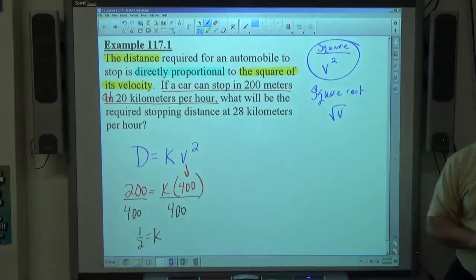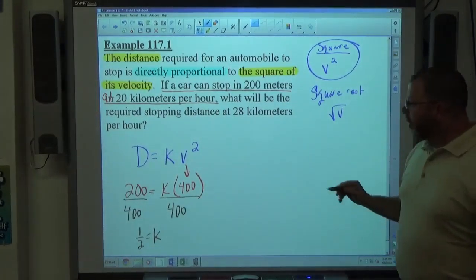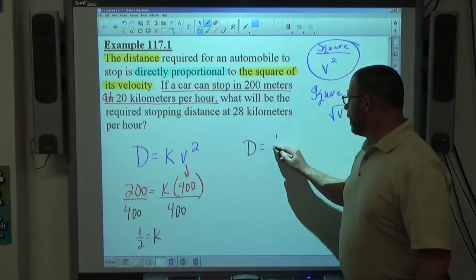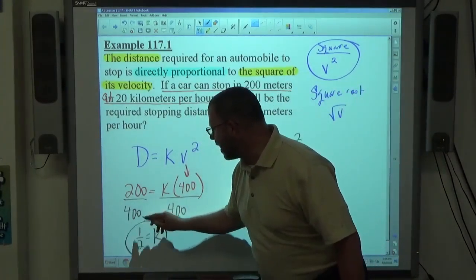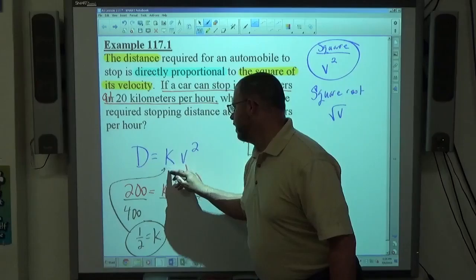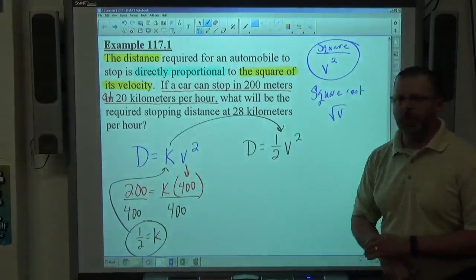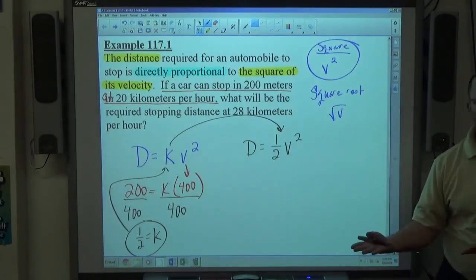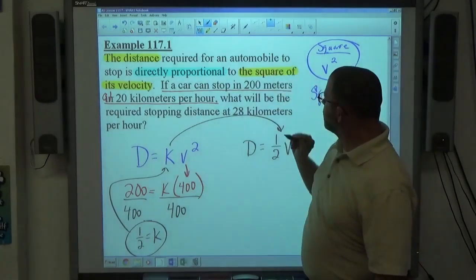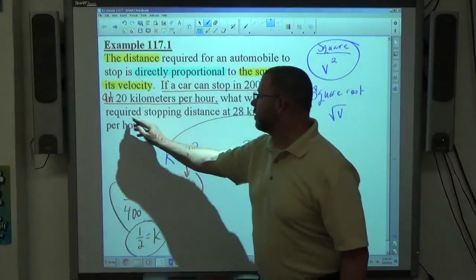So be careful that you do that properly there. So I end up with d is equal to 1/2 v squared. So just like before, once we know what k equals, that's the constant of variation. It's going to be put into our original structure, changing k into that number. And then we read the rest of the problem to see what they've given us and what they're asking us for. The rest of the problem says, what will be the required stopping distance?